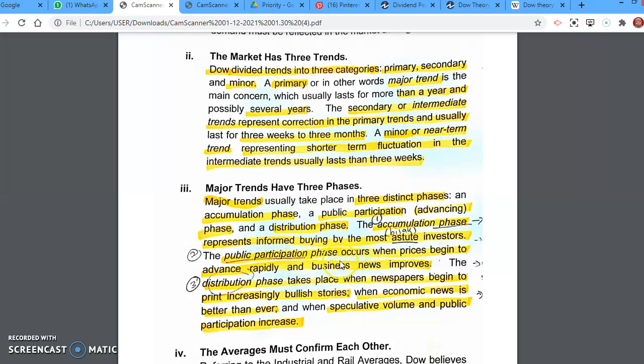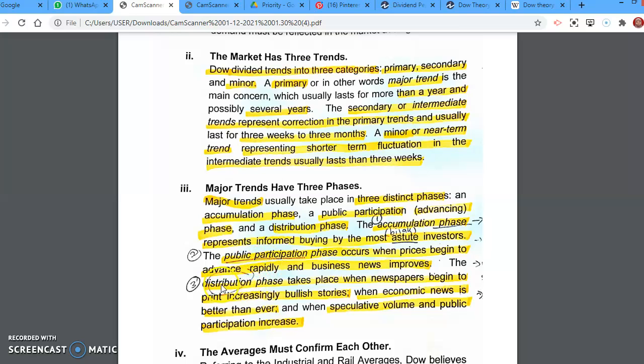Okay, so dekat sini, price akan begins to advance rapidly and as the business news improve. So di sini akan mula berubah secara besar-besaran. Mungkin disebabkan faktor ekonomi yang agak bagus dan rancak, disebabkan faktor news ataupun rumours yang didengari terhadap share tersebut dan sebagainya. So, akan berlaku perubahan harga yang besar-besaran di fasa yang kedua ini, iaitu public participation phase.